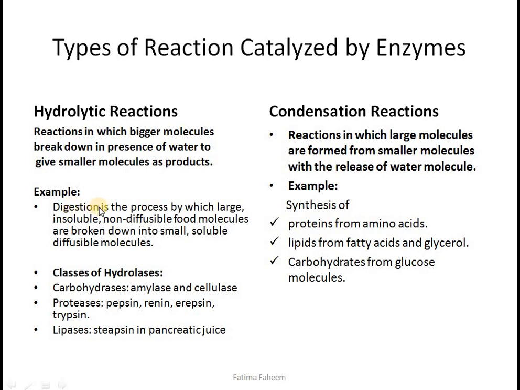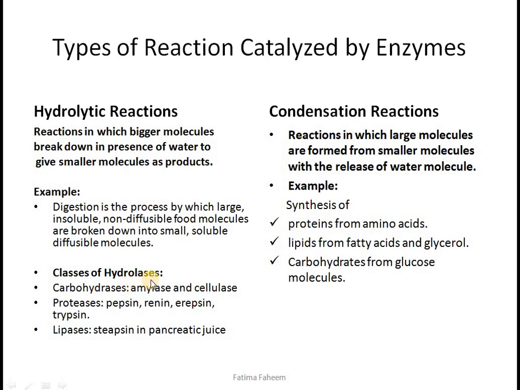So what happens in digestion is that these large, insoluble, non-diffusible molecules are broken down with the help of enzymes into smaller, soluble and diffusible molecules. Who does that? I told you that the enzymes are involved. We are reading about the reactions which involve enzymes. So this digestion process which is happening in our body is done by enzymes which include some hydrolases.